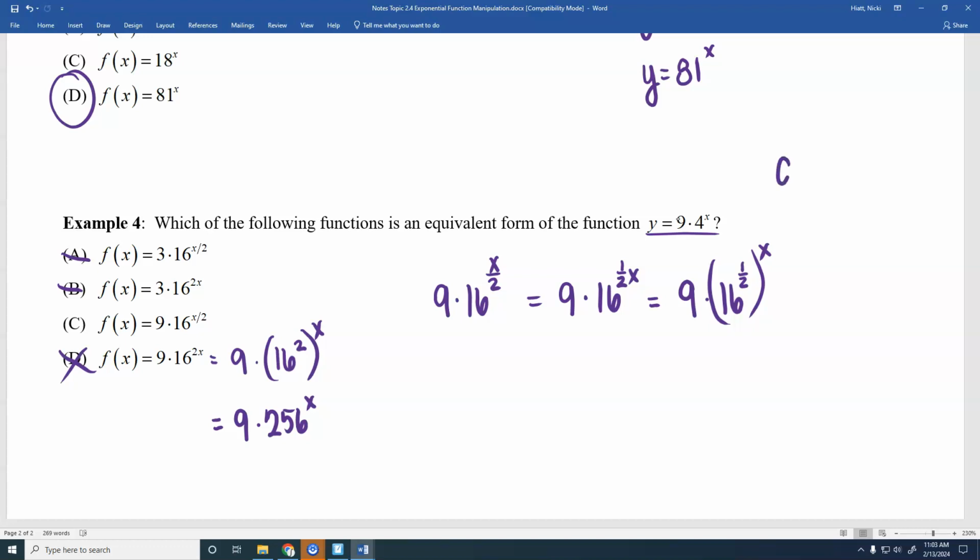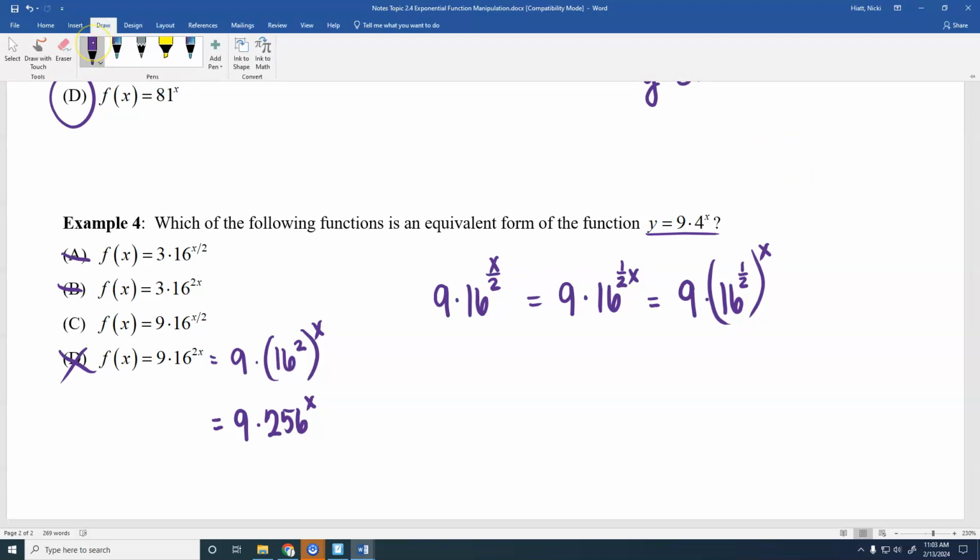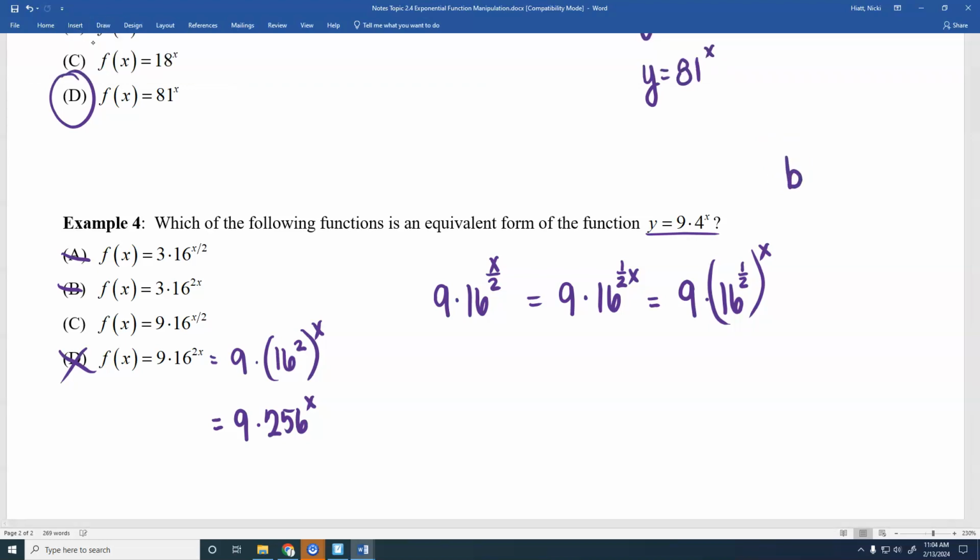If I have, actually, sorry, I don't like these letters. Let's use A. Let's do X to the A over B power. So I've got a fractional exponent, which is what I've got here. This is going to be equivalent to the B root of X to the A power.